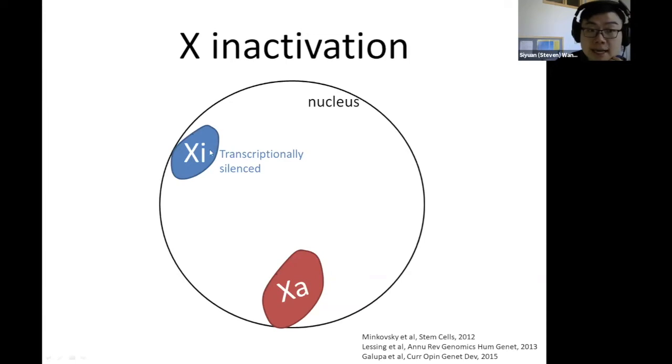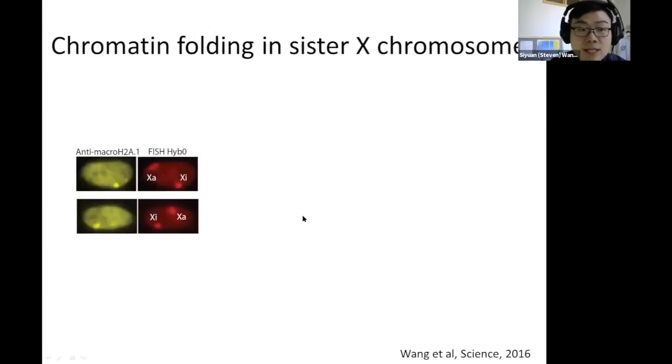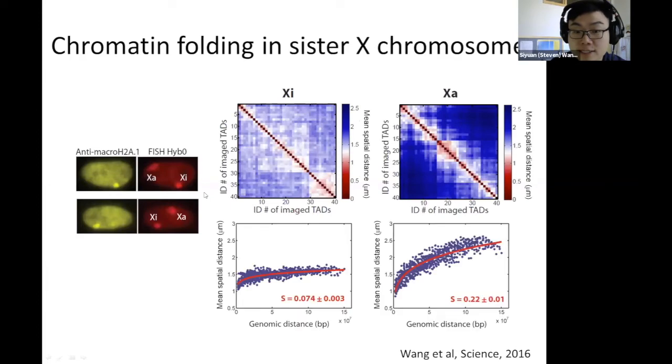And people know that the Xi is more spatially compact. With our technique, we looked further into how the chromatin folds and compartmentalizes within Xi versus Xa, the active X chromosome. We do that by co-immunofluorescence labeling, targeting the macroH2A histone variant that's enriched on the inactive X chromosome. We can really distinguish in our FISH images which X is Xa and which X is Xi, and we can analyze their chromatin traces separately.